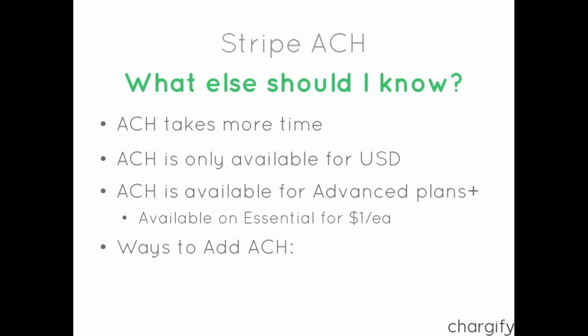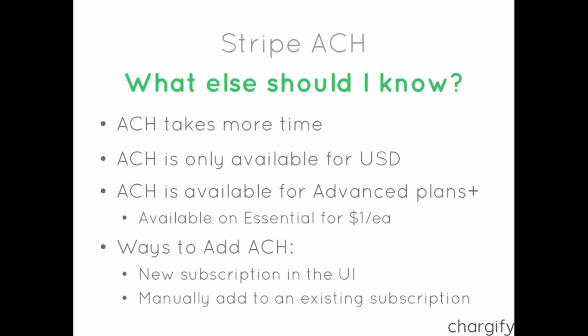There's also a few ways that you can add ACH as well. So if you're creating a new subscription in the UI, you'll have an option to add the customer's bank account right then and there, just as you would a credit card or if you were issuing an invoice. So that workflow has remained the same. You can also manually add it to an existing subscription as well. So if you have a customer that already exists and you have the information right in front of you and you want to add it to a customer, you can go inside the UI, create a new payment profile, and add that to the bank account.